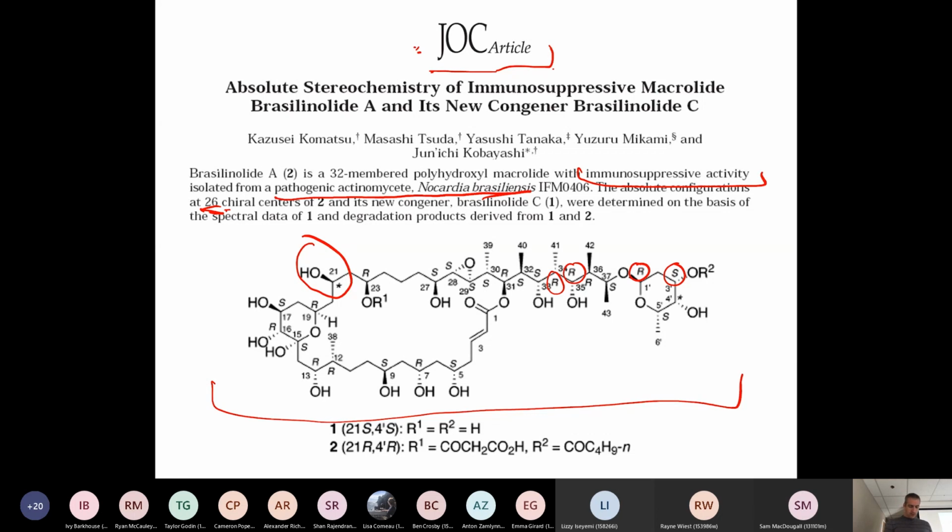But what I want to come down to are these labels. They're all labeled R or S. What does that mean?